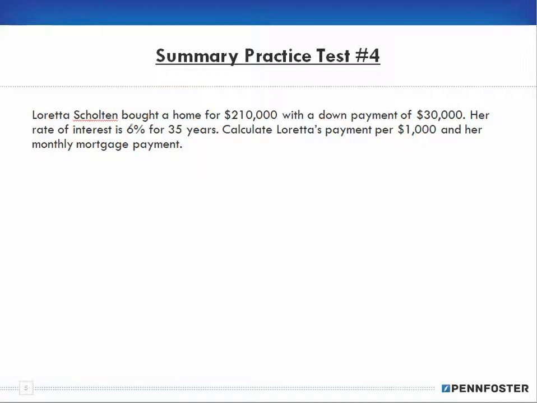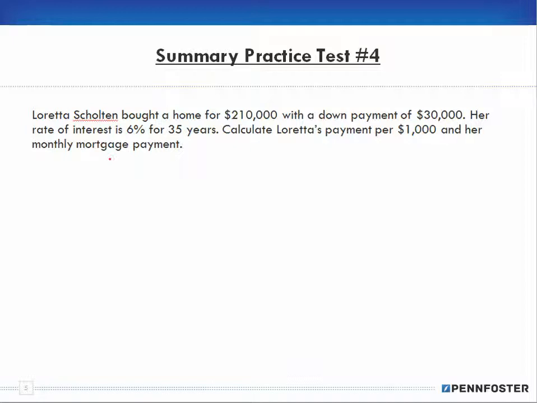Loretta Schulten bought a home for $210,000 with a down payment of $30,000. Her rate of interest was 6% for 35 years. Calculate her payment per $1,000 and her monthly mortgage payment. Calculate Loretta's payment per $1,000.